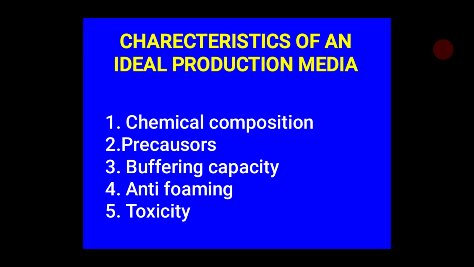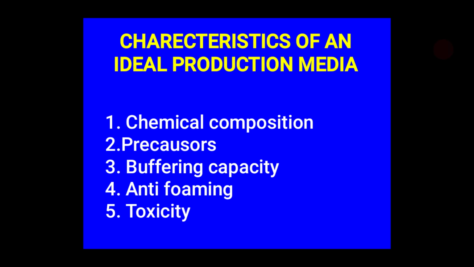The next important thing is buffering capacity. Buffering capacity means maintaining the pH throughout the fermentation process. It may affect your organism as well as your product. Therefore, it is essential to have proper buffering agents in the fermentation or production media. The maintenance of the pH in the optimum range is necessary for making the process successful, since acidic or basic components accumulate during the progress of the fermentation process. So in order to control the pH of the media, buffers should be added into the media.